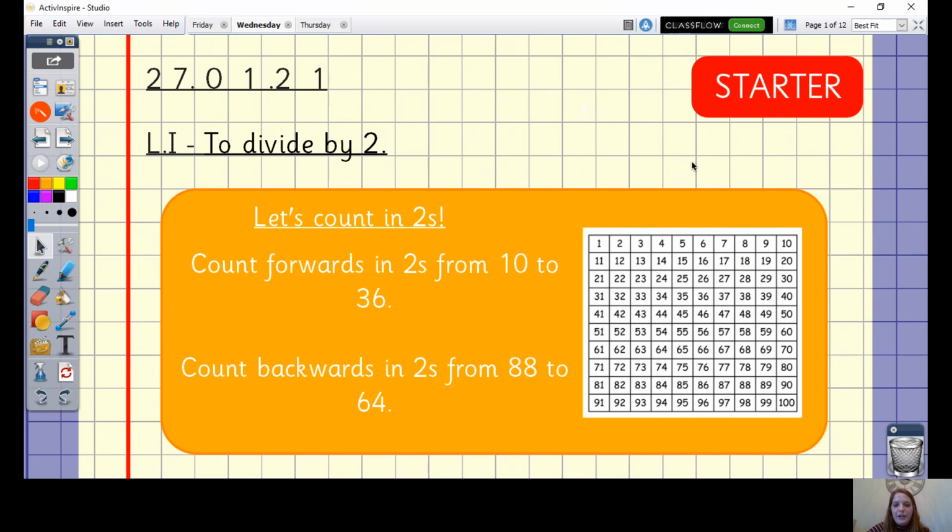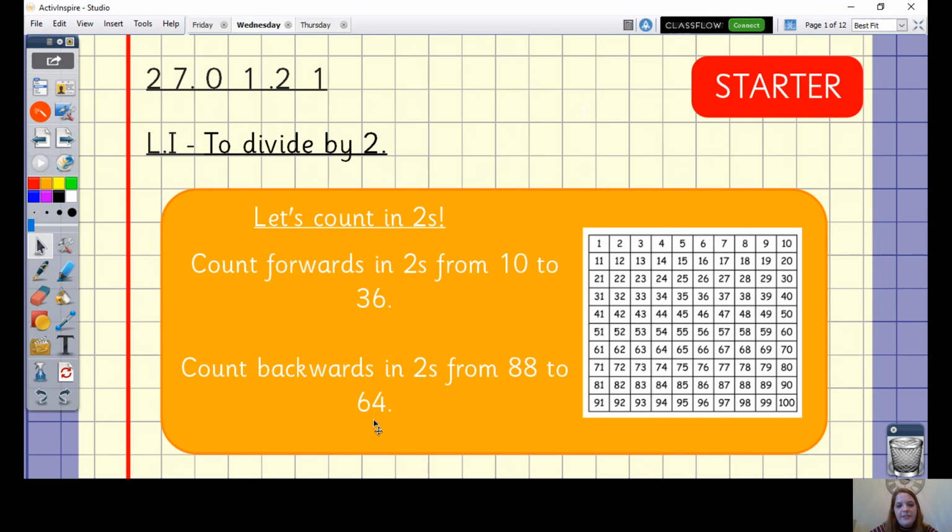But to start off with, we're going to do a bit of counting. We're going to count in 2s, and we're going to be practicing counting forwards and backwards. So first, using the 100 square on the screen, you may want to get your own up. I want you to count forwards in 2s from 10 to 36, and then count backwards in 2s from 88 back to 64. Okay, pause the video now, have a go at doing that on your own, and then we'll do it together in a moment.